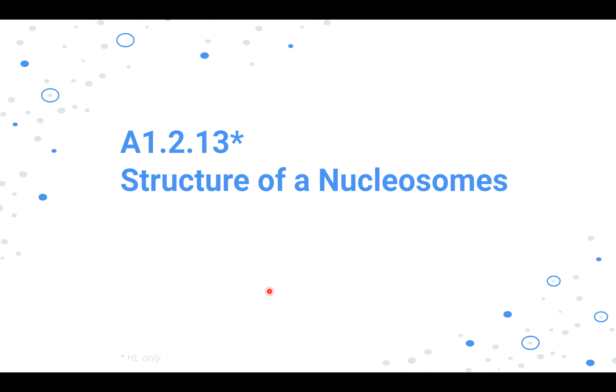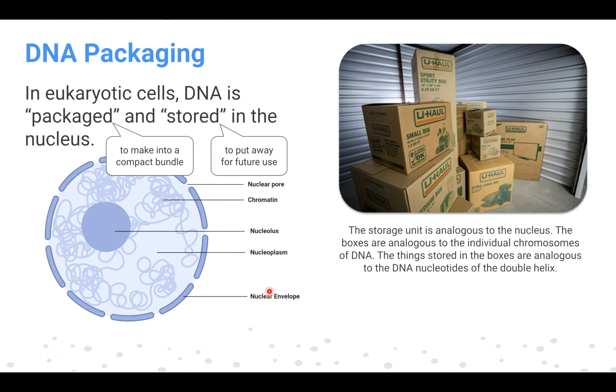Now the question is how this big data of the DNA is being incorporated in a very small space. Like in a storehouse, things are kept in boxes, right? So the storage unit is analogous to the nucleus. Boxes are analogous to the individual chromosomes, and the things stored in the boxes are analogous to the DNA nucleotides. So imagine this situation.